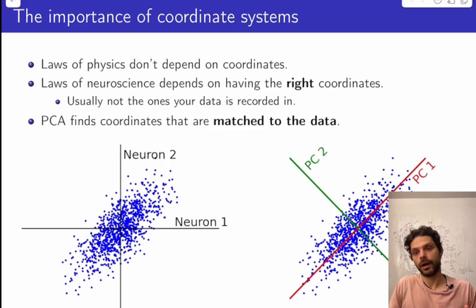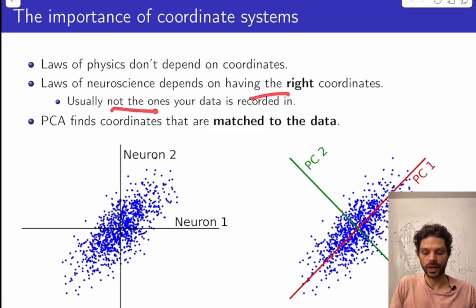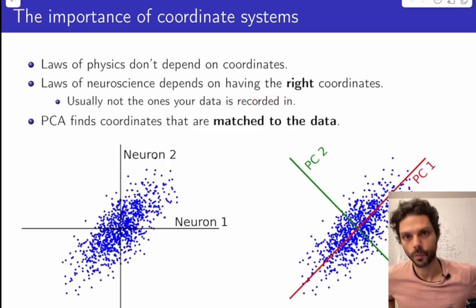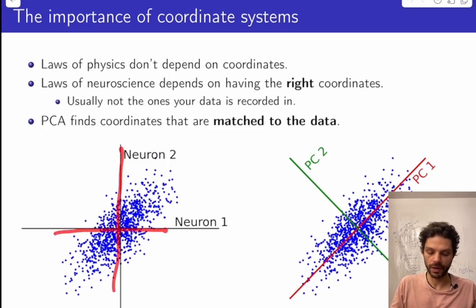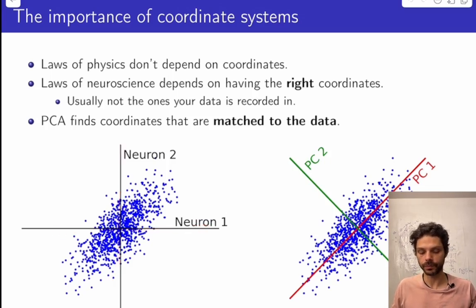So you need to have the right coordinates, and those aren't necessarily going to be the ones that your data is recorded in. PCA tries to find the right coordinates, coordinates that are matched to your data. Your neural recordings might arrive as neuron 1 versus neuron 2. That's just what you happen to record. It would be amazing if those two neurons were just the ones to be looking at. But PCA tries to grab that data and find directions in it that describe it better, by finding directions that capture most of the variance.